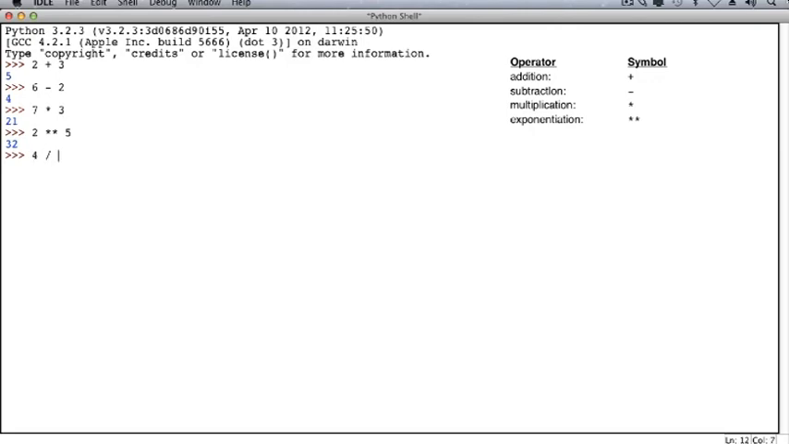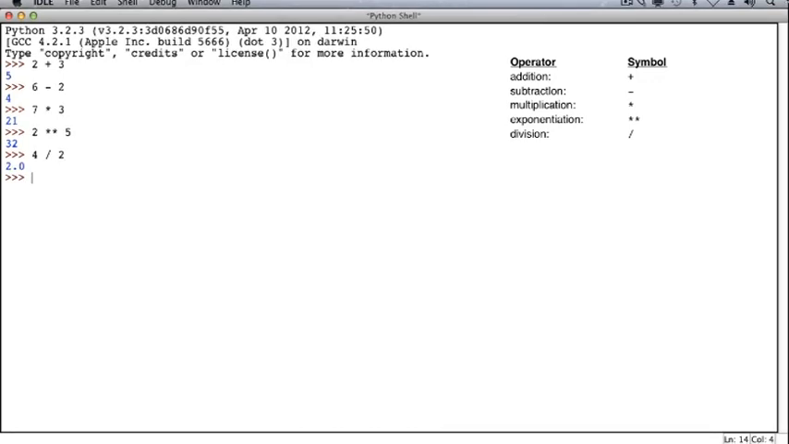Next, let's take 4 and divide it by 2. When Python evaluates this expression, the result that we get looks a little bit different from what we've seen so far. The expression evaluates to give us 2.0 as opposed to just 2. What we're seeing here is that Python has multiple types, and 2 of its numeric types are type int, which stands for integer, and float, which stands for floating point number. This division operation gives us a floating point result.